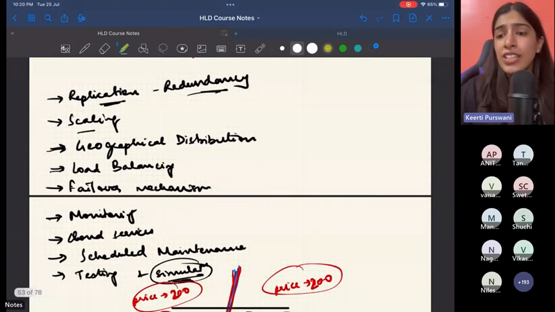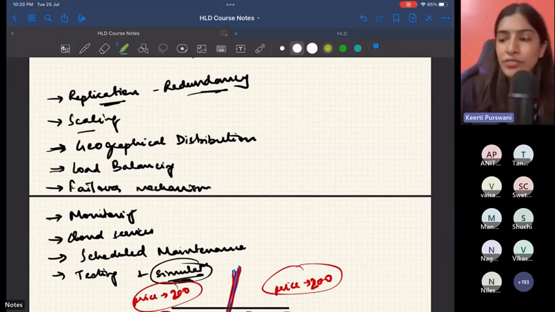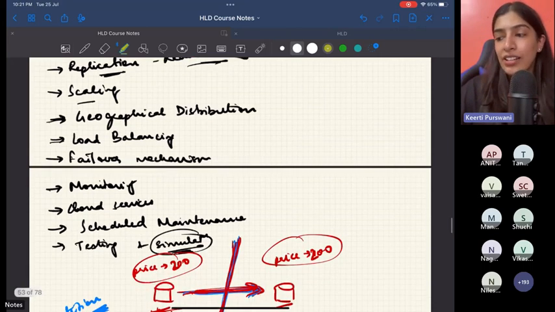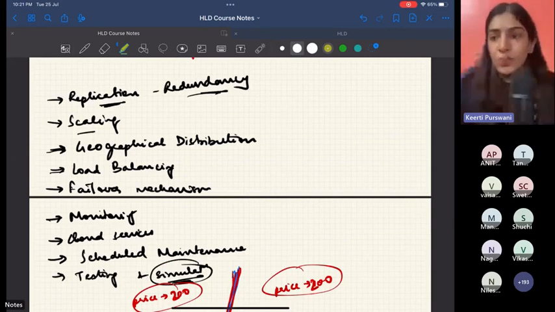What did we discuss? We discussed how we can improve the availability of the system. Now there are different ways. There's replication, scaling, geographical distribution, load balancing, failover mechanism. We discussed all of these ways to improve the availability of the system. Everyone understands this? Then I said that, okay, we have understood consistency, we have understood availability properly.